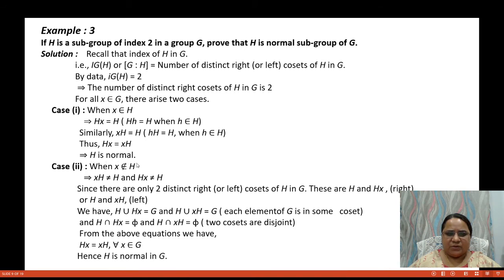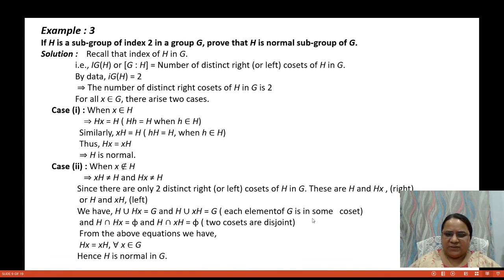When x doesn't belong to H, what do we have? xH doesn't equal H, or Hx doesn't equal H, since there are only 2 distinct right or left cosets of H in G. These are H and Hx, right or left. We have H union Hx is equal to G and H union xH is equal to G.